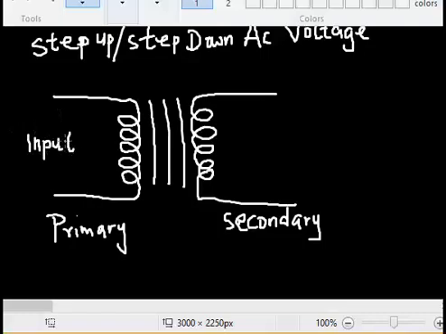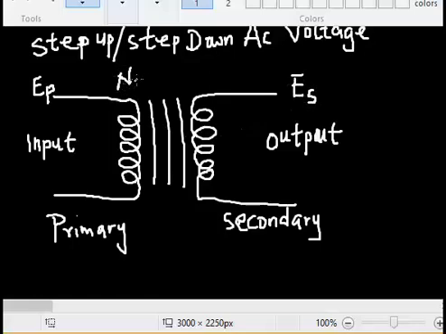It's the primary that serves as the input. This is where you supply the voltage that you want to step up or step down. Then you take your output from the secondary. Let's say the EMF generated in the primary is EP, then the EMF taken from the secondary is ES. Let's say the number of turns of the primary is NP, and the number of turns of the secondary is NS.